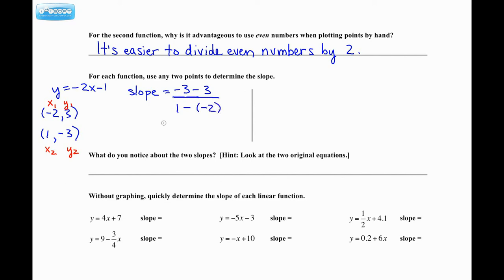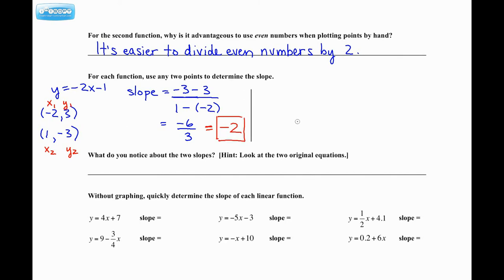All right, so we have our slope. We just need to simplify. So this numerator is negative 6. And we have 1 take away negative 2. That's the same as 1 plus 2. That's positive 3. And of course, this is reducible quite nicely. I'll work to the right just once because I'm running out of room. Negative 2. All right, and for the next one, I'll just write it down.